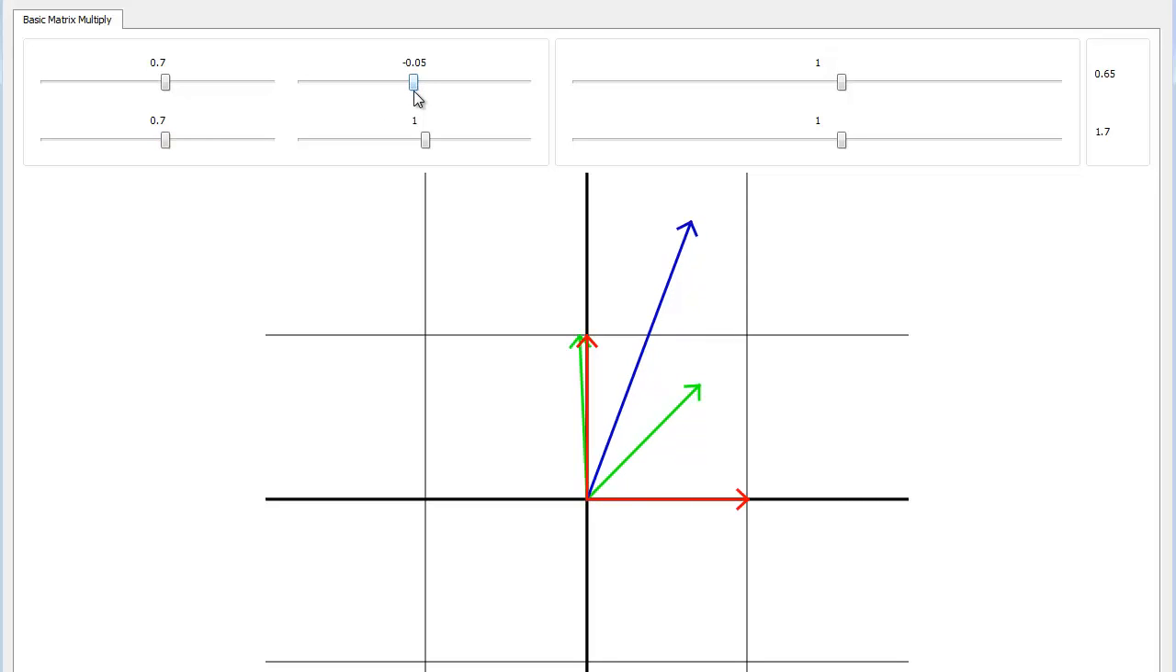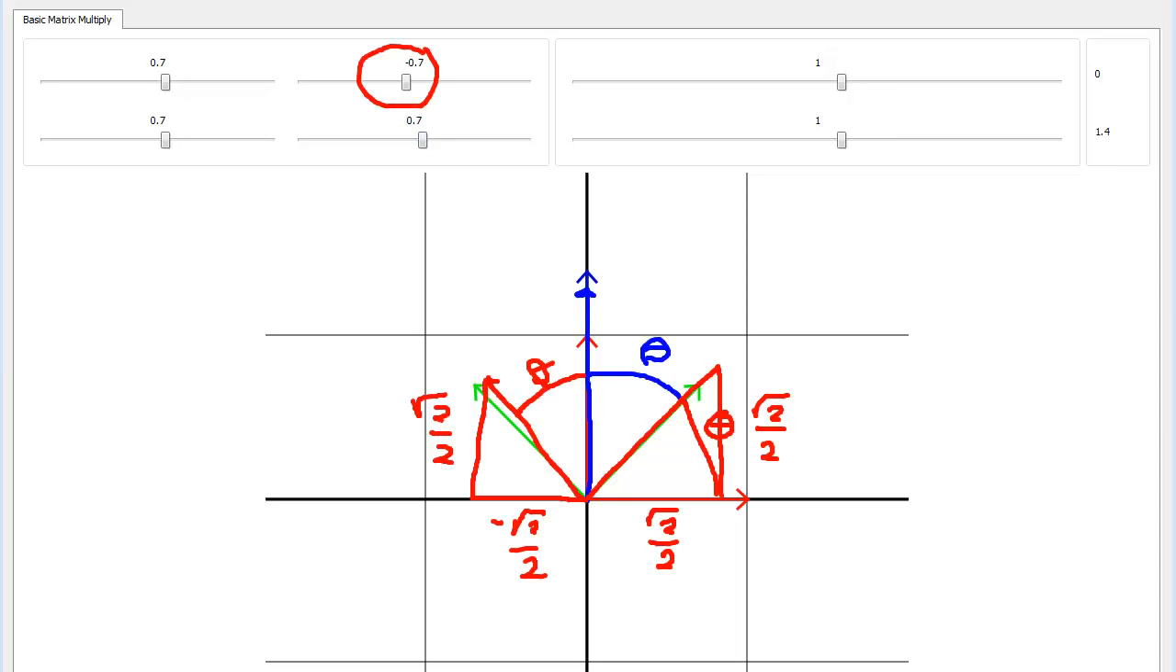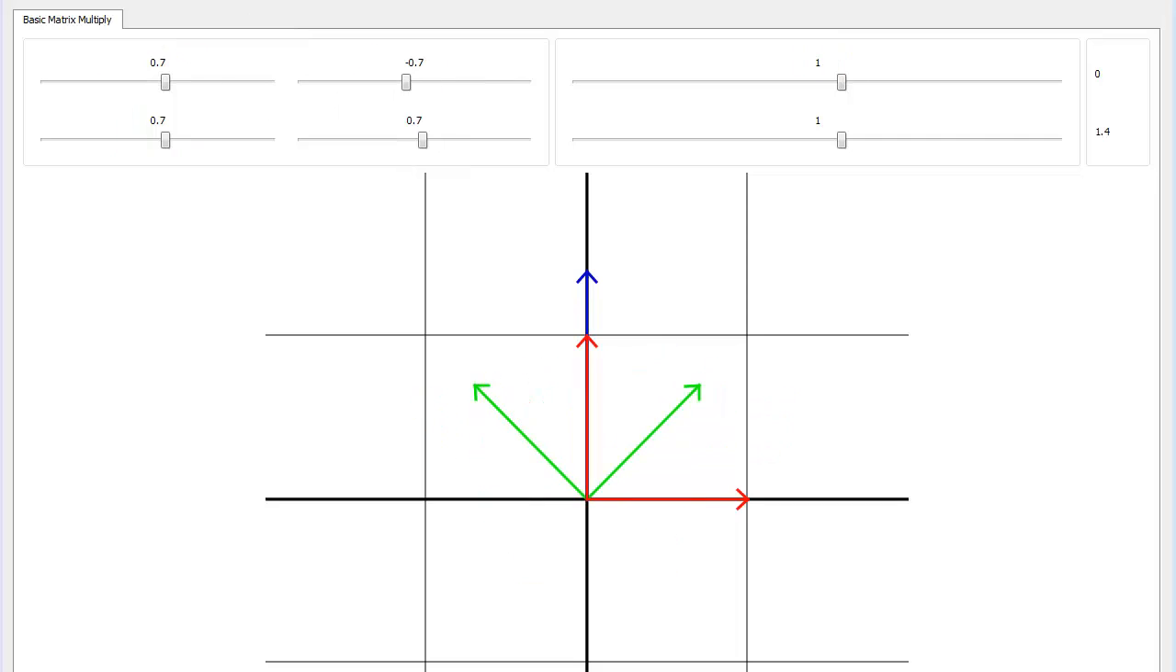and negative 0.7 and 0.7. You notice, watch those basis vectors. You see, we've pretty much rotated a good, I wonder how good my eyesight was there. Let's bring this back. Oh, pretty close. So we've rotated this pi over 4, or 45 degrees. And then, notice our resulting vector. It's pointing pretty much straight up on the y-axis now.